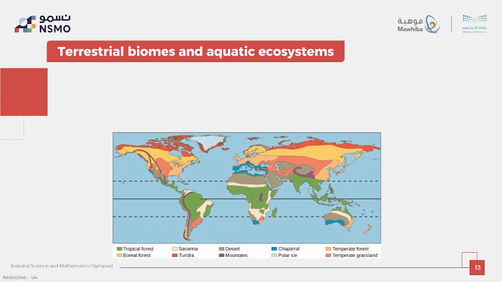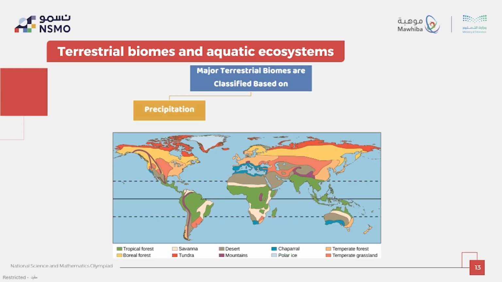So, terrestrial biomes and aquatic ecosystems. Biome: a large region classified mainly by temperature, precipitation, and vegetation. So precipitation: areas with high rainfall support forest. Very low rainfall creates desert. Temperature: cold regions like tundra have limited life, while warm tropical areas have rich biodiversity.